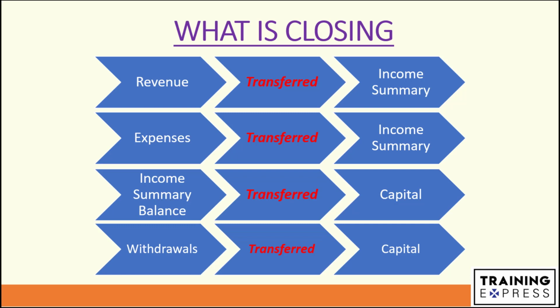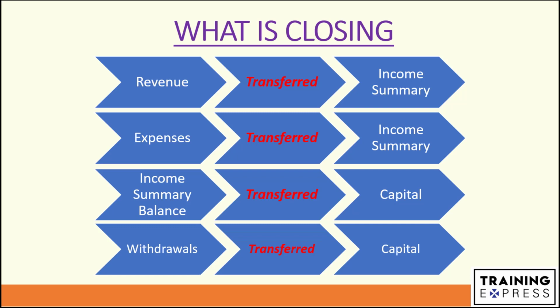Now, for the sake of closing the books, we use a temporary account which is called income summary. Remember, this temporary account income summary is used only for closing purposes. And ultimately, the balance sitting in this income summary account is transferred to the permanent account, which is capital. So you can say that income summary account is acting as an intermediary account between our temporary accounts and permanent accounts for the purpose of closing the books.